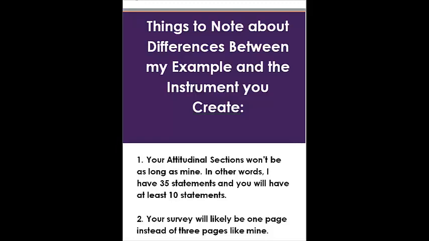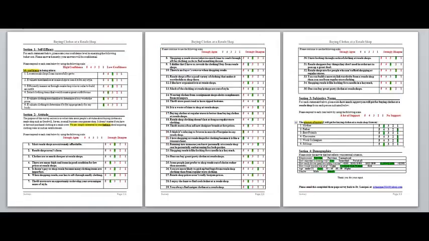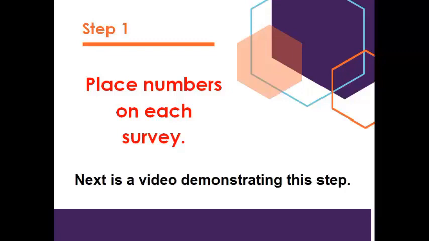First of all, my attitudinal section likely will be longer than yours. In other words, I have 35 statements and you will have at least 10, but the likelihood that you have 35 statements is probably slim. Also, your survey is more likely to be a one-page instrument rather than 3 pages like mine. So with that said, let's begin with step 1, which is placing numbers on each survey.